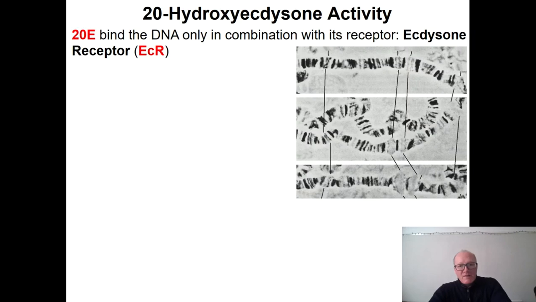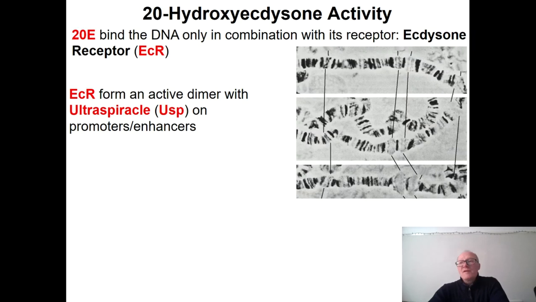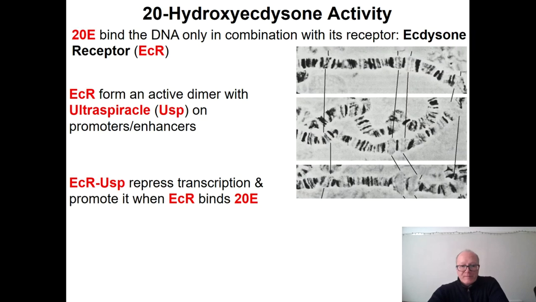Now, 20-hydroxyecdysone, or ecdysone for simplicity, needs to have access to the DNA, of course, to switch on or off different genes. To do that, 20-hydroxyecdysone needs to bind to the ecdysone receptor, or ECR. ECR actually forms a dimer with another protein, which is called ultraspiracle, USP. And this ultraspiracle with the ECR already sits on promoters and enhancers of target genes. So ECR and ultraspiracle repress the transcription of the target genes. And only when ecdysone arrives and binds the ecdysone receptor can these target genes be expressed.